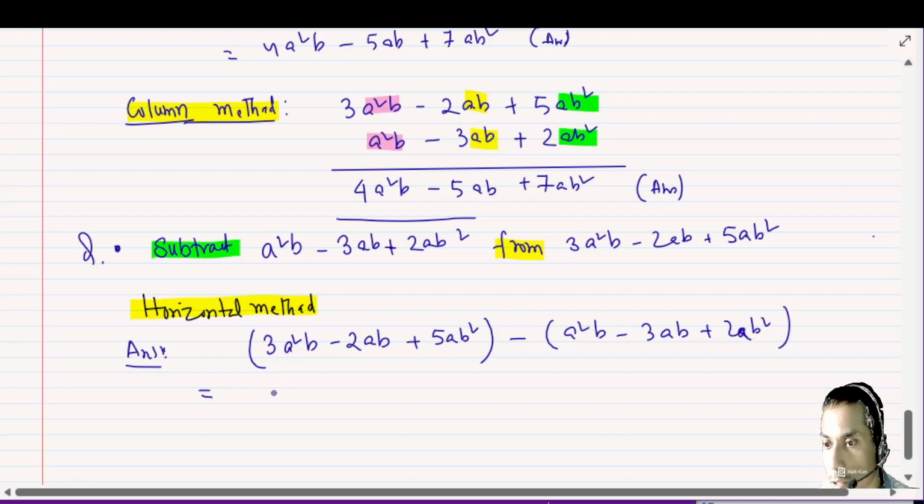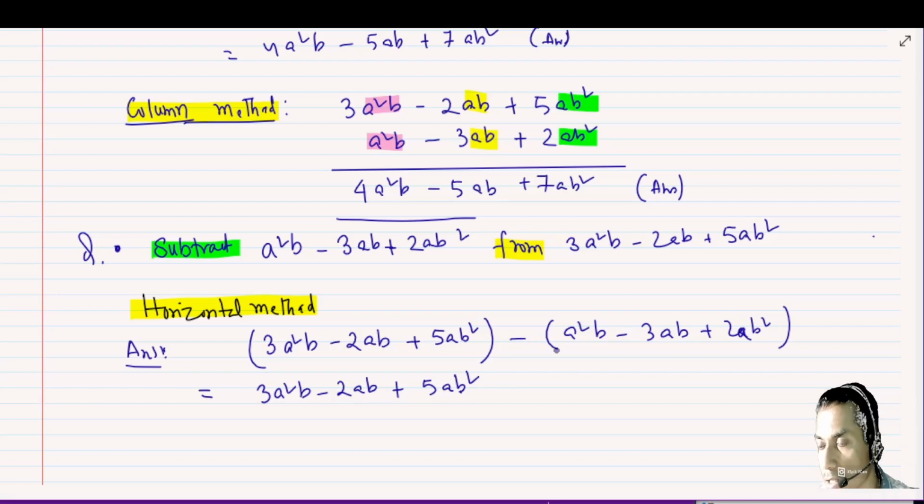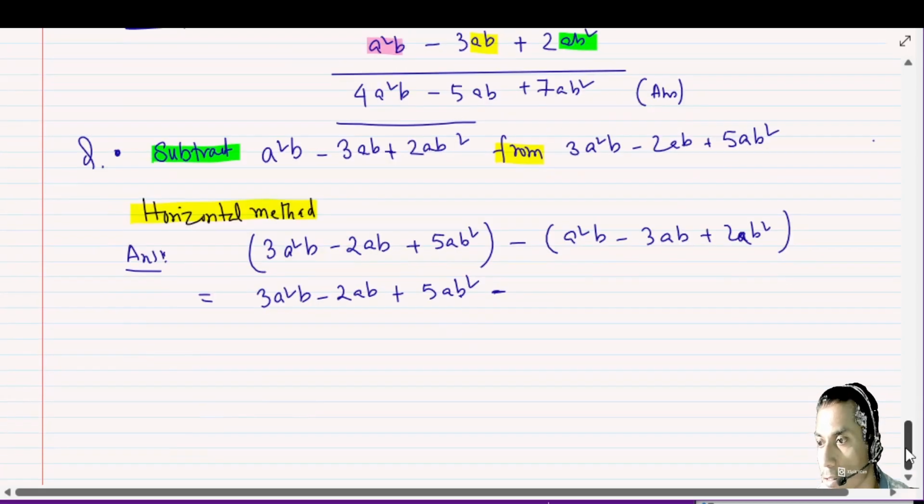So what we have to do, 3a square b minus 2ab plus 5ab square. Then you must remember this minus is actually minus 1 multiplied by all the inside terms. To remove the bracket we have to change the sign. So you know how to change the sign. This is the convention of the sign change.